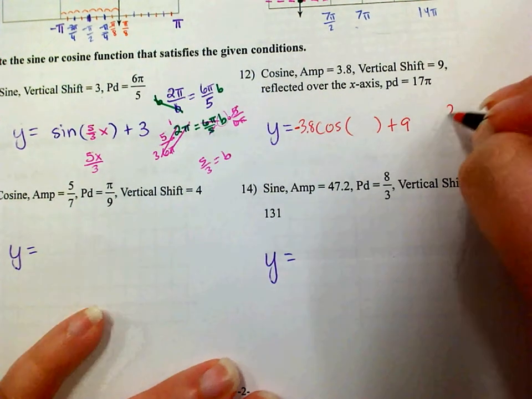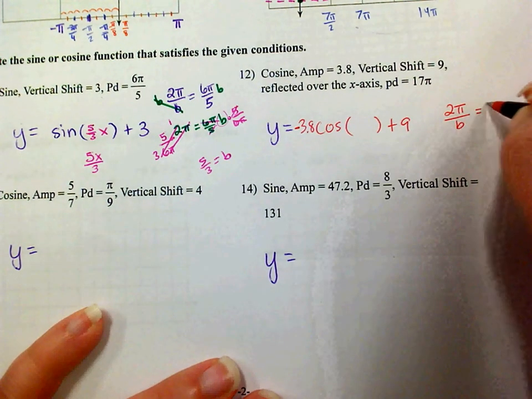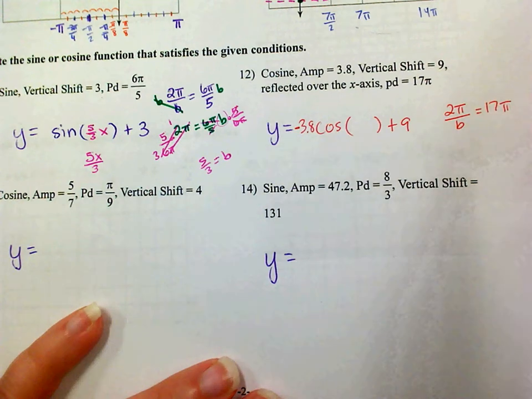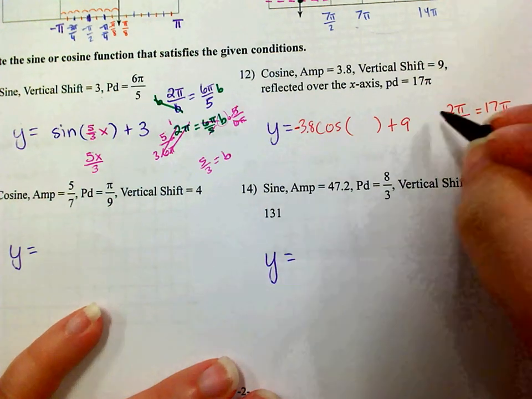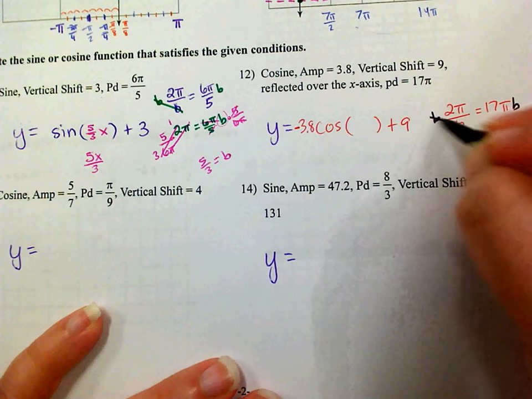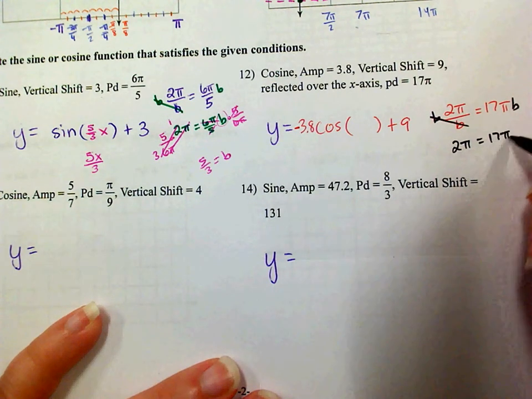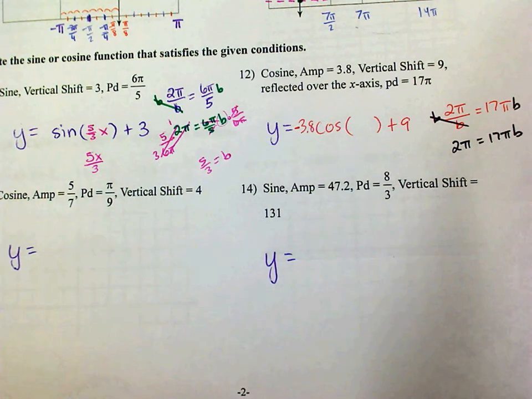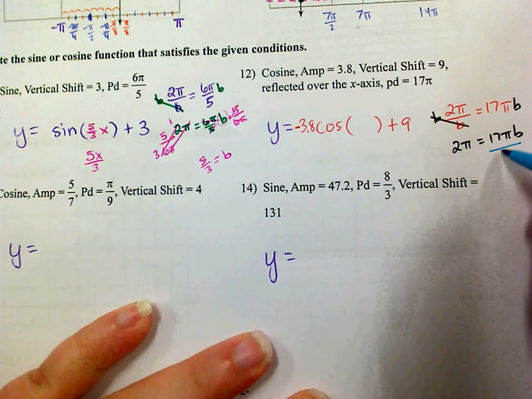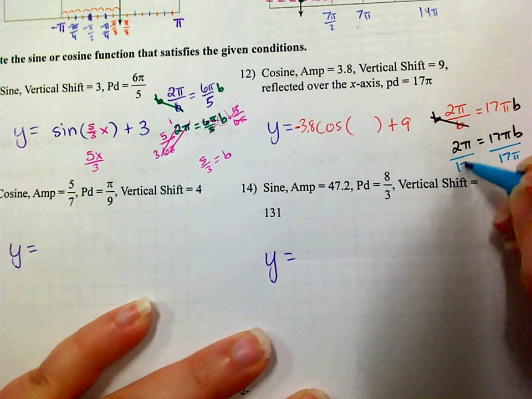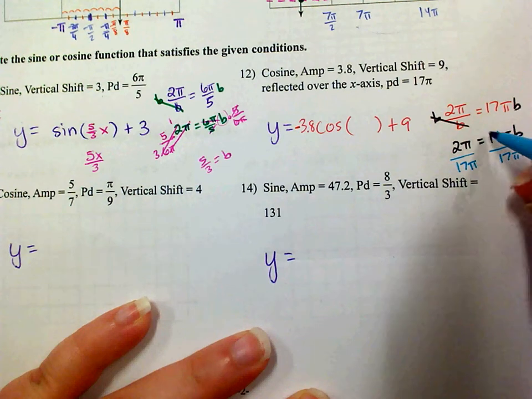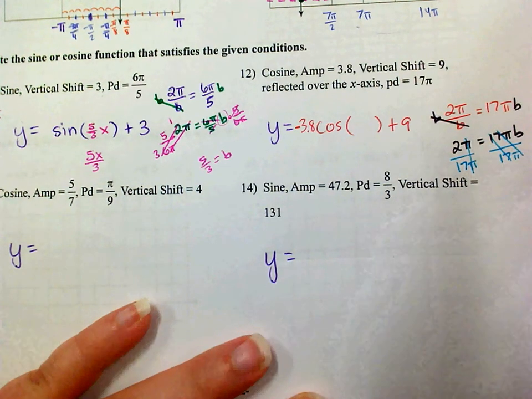I'm going to multiply by b on both sides. Those cancel out. 2 pi equals 17 pi b. You want to solve for b, which is right now being multiplied by 17 pi. So divide by 17 pi. So the pi's cancel out. b is 2/17. So 2x over 17 or 2/17 x. Okay.